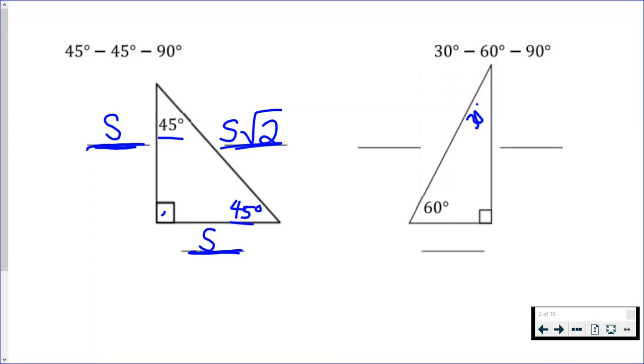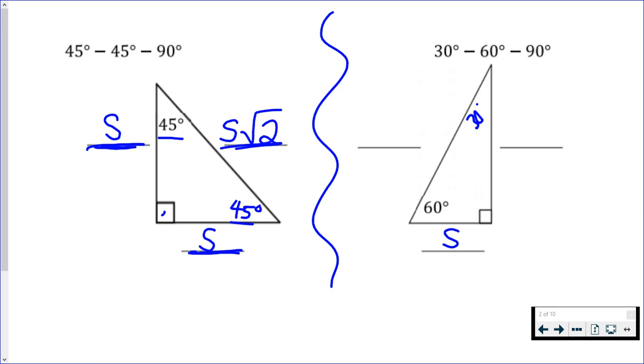The 30-degree angle is opposite from the shortest side. The 60-degree angle is opposite from this longer side. But then the right angle, remember, is always opposite from the hypotenuse. The shortest side of the 30, 60, 90, we're just going to call S. It's not the same S as the 45, 45, 90, but let's say that this triangle also has a side length of 5.